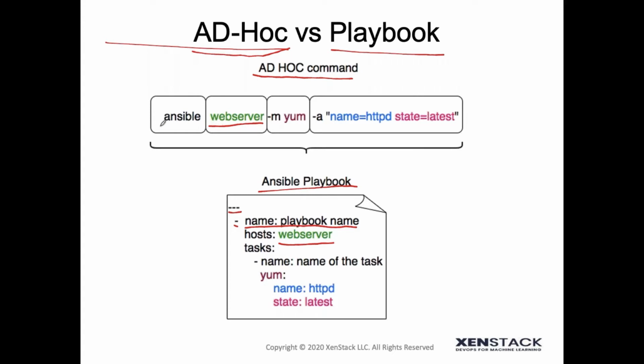In a similar way, with an ad hoc command we start with the ansible command, and thereafter we provide the information of the remote machine. Similarly, when writing the playbooks, we provide the host names here. These are nothing but our machine details, like which machines you want to target, and thereafter we start with the task here.